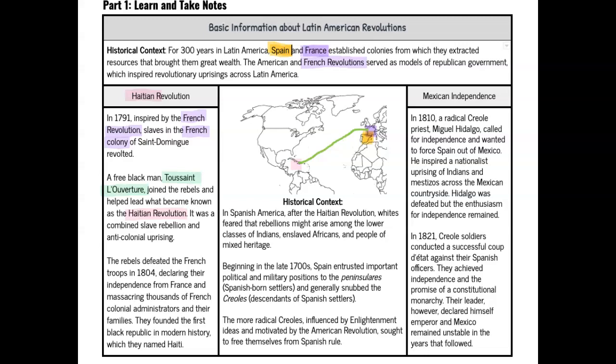So again, get your colors, color code, and don't forget about the names. We also have an important name here.